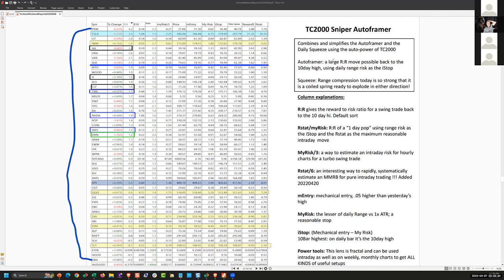Griff Cooper and Phil have done the same thing for Thinkorswim. Jeff Bocassio's done it for TradingView. So pick your broker. But this is how I do the auto framer in TC2000. This is what all the columns mean. I've already explained them on the Excel version.